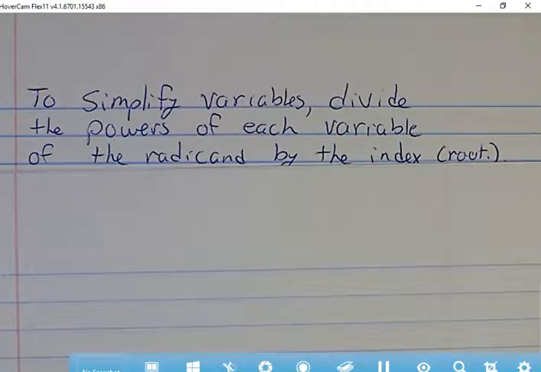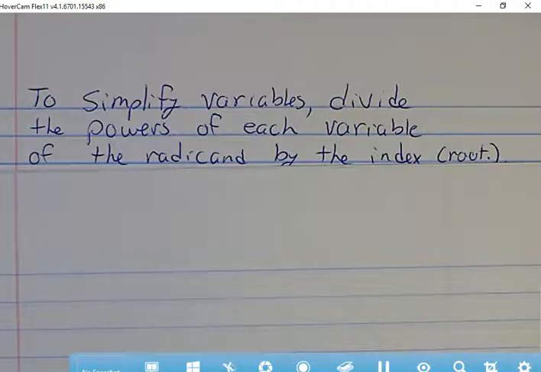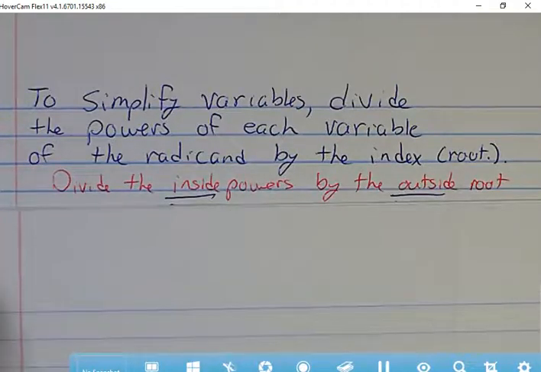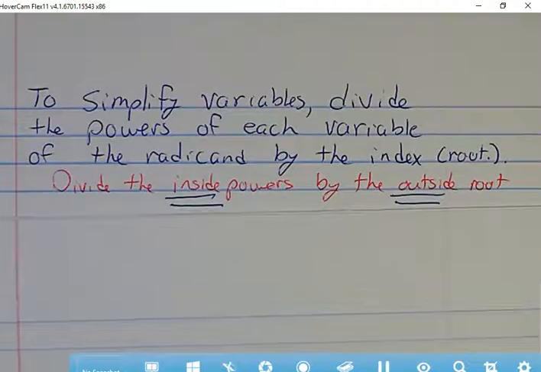Alright, the very last thing out of 6.1, you're going to be dividing or simplifying radicals with variables. So to simplify the variables, you're going to divide the powers of each variable of the radicand by the index or the root. Basically, you're going to divide the inside powers by the outside root. So you're dividing the inside by the outside.